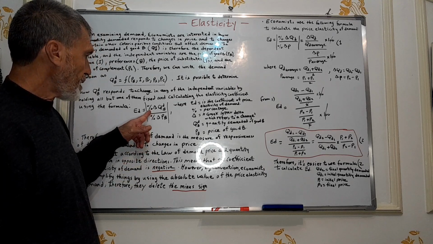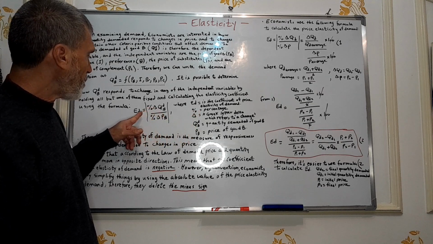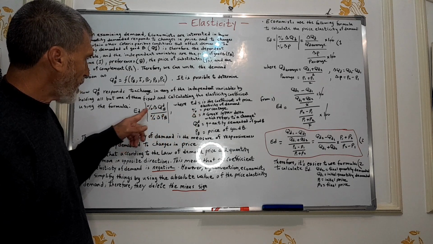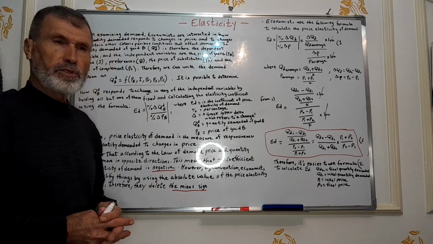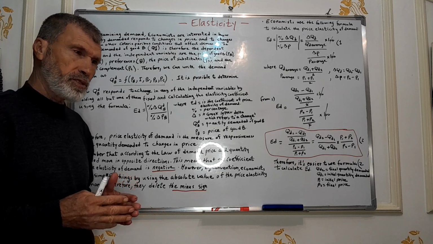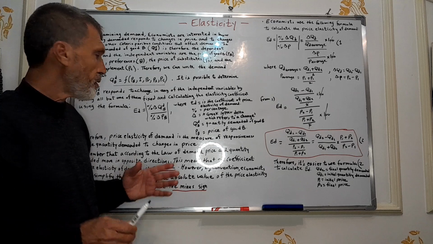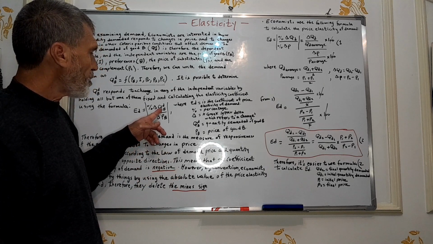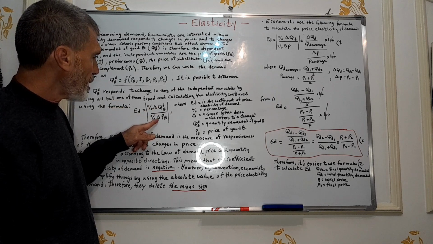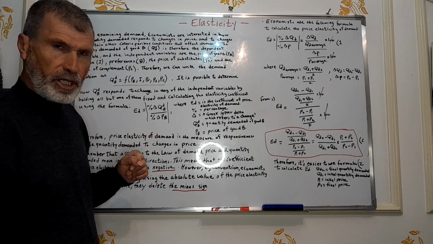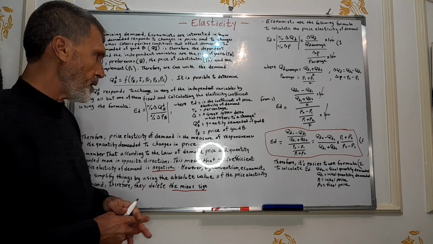So percentage here means percentage. ED is the coefficient of the price elasticity of demand. Delta is a Greek letter which is usually used to denote the change. And quantity demanded of good B, this is the QDB, the quantity demanded of good B, and delta, of course, means the change, and P means the price of good B.